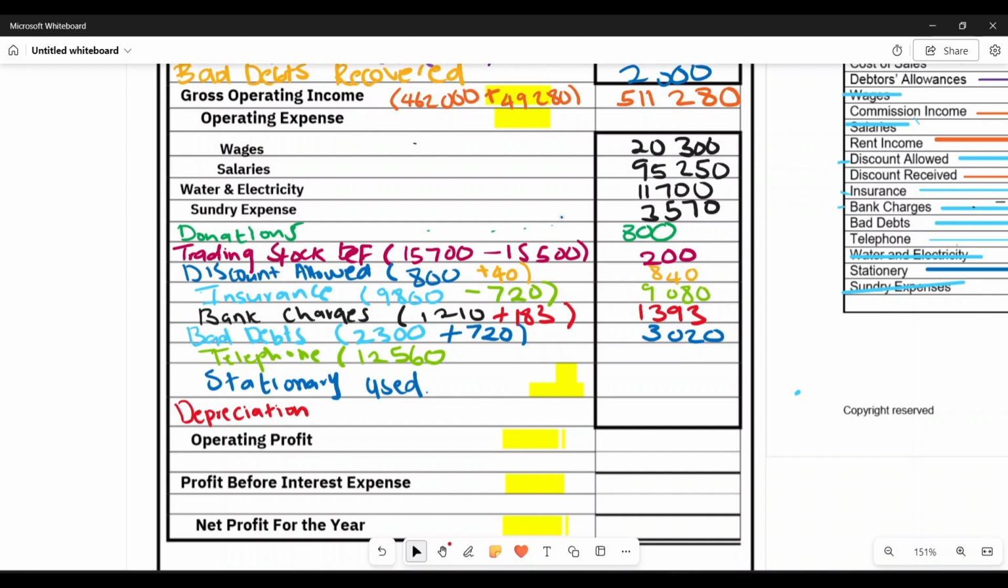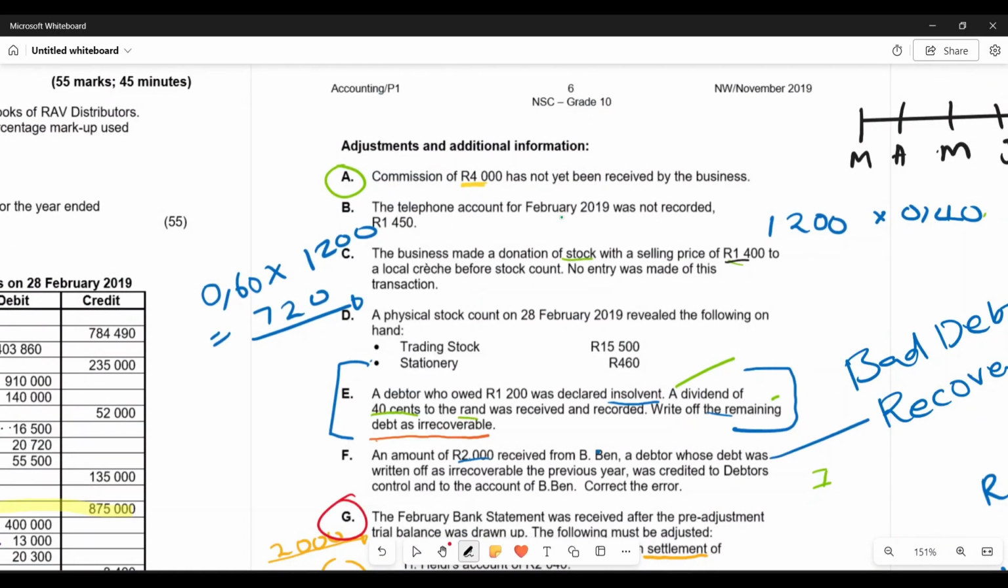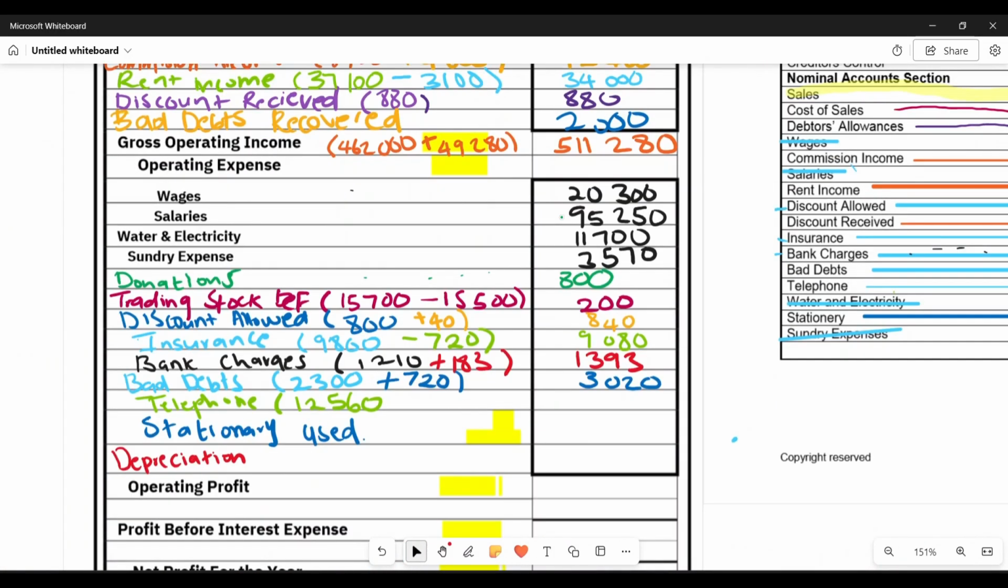Now telephone. Let me see if there's any transaction that affects my telephone. Here it says a telephone account for February 2019, which is the last month of the financial year, was not recorded. Meaning that we didn't recognize this expense of 1,450. So we would need to add it on our telephone account. So this plus 1,450. Now as a result, my telephone account would be equal to 14,010.